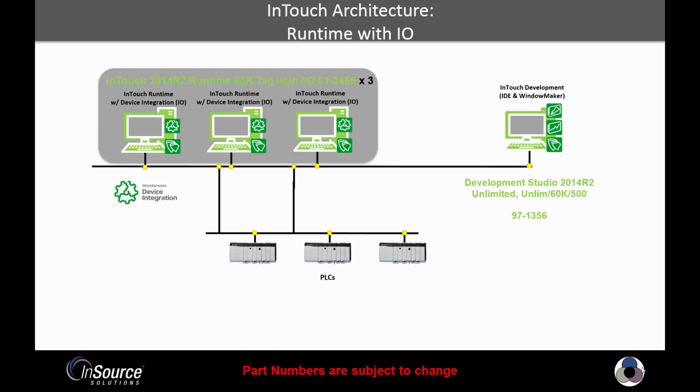We need a development studio to create our windows, and we need a runtime license to compile them. On the right, the development license does have the ability to switch between our development and runtime environments, but only for testing. The only exception to this is if we're using the 64 tag limited development studio license, which states that we can use that for runtime in a production environment.